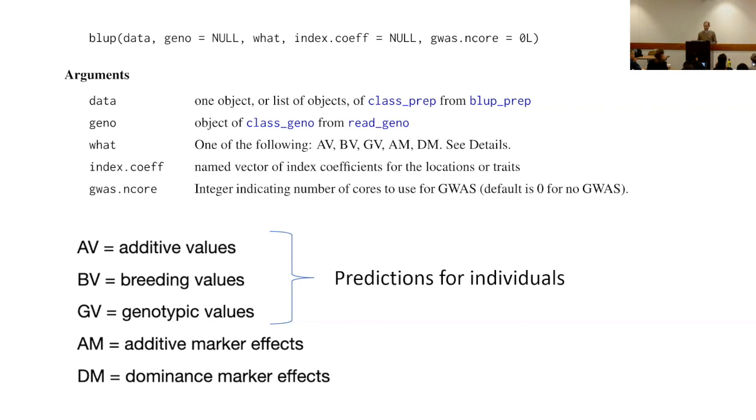You can also make predictions of additive and dominance marker effects. And then you have some other arguments here. You have this index coefficient, which I'm coming to. You have the GWAS and core argument, which by default is 0, meaning it will not compute a GWAS score. It will just compute a marker effect. If you wanted to also calculate the standard errors of those marker effects, it's the standardized marker effects that can be tested like a z-score to basically compute a p-value. So it will go do that additional calculation, but it takes more time. So that's why by default it won't do that.